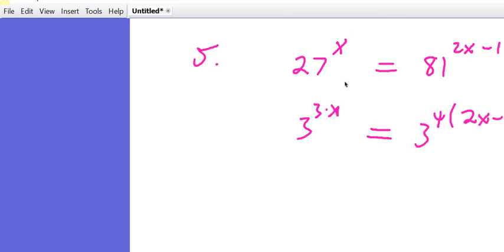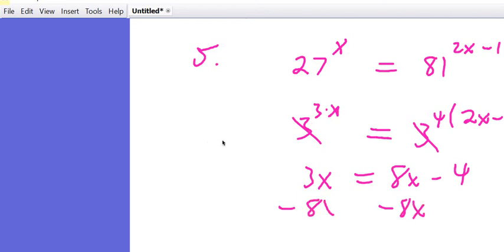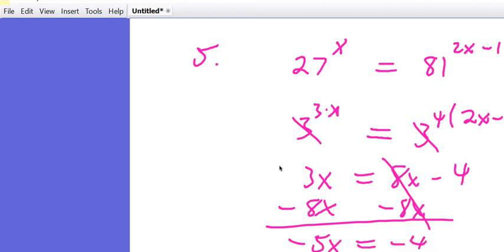It doesn't go away. All right, so now we can cancel bases. 3x equals 8x minus 4. Let's move the x to the left side, so minus 8x. Be careful with your signs. Negative 5x is negative 4, divided by negative 5. X equals 4 fifths.